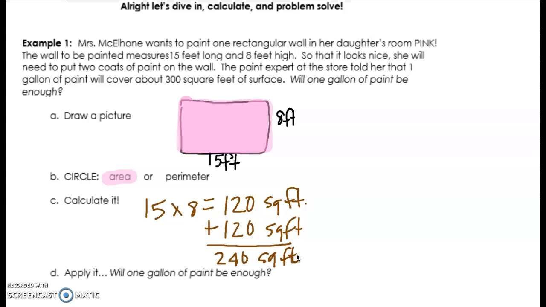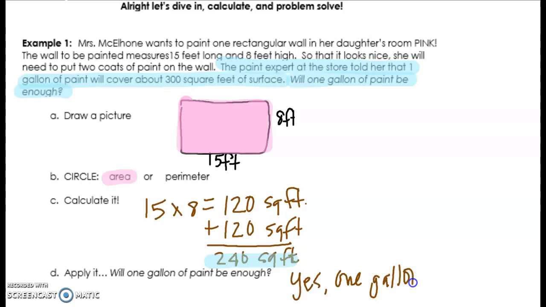So that's the calculation. Then my application question, and it's going to be the same for you guys on your task cards, is the italicized question at the end. So my question is, will 1 gallon of paint be enough? Well, according to my problem, the paint expert at my store told me that 1 gallon of paint is going to cover about 300 square feet, and I need 240 square feet. So the question is, will 1 gallon be enough? You should hopefully see that, yes, it will be. So yes, 1 gallon, excuse my writing here, is enough. So again, to apply it, when I go to the store, I would only buy 1 gallon of pink paint.